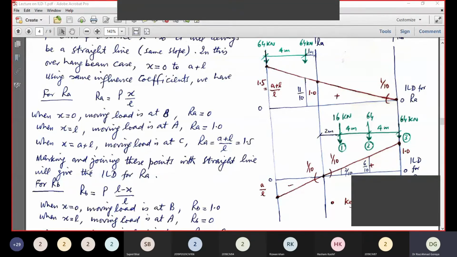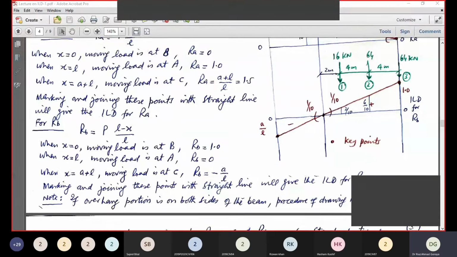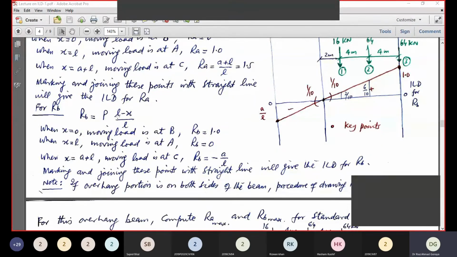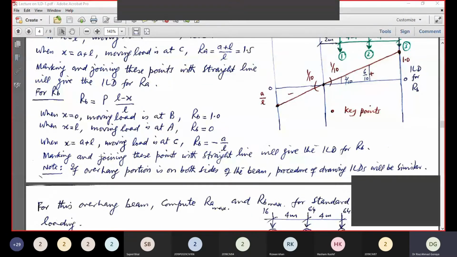This is step 1. For RB, this was the coefficient, influence coefficient for simple beam. Same influence coefficient is here also. When X is equal to 0, moving load is at B, RB is equal to 1. When X is equal to L, moving load is at A, RB is equal to 0. When X is equal to A plus L, moving load is at C, RB is minus A over L. Marking and joining these points with straight line will give the ILD for RB.